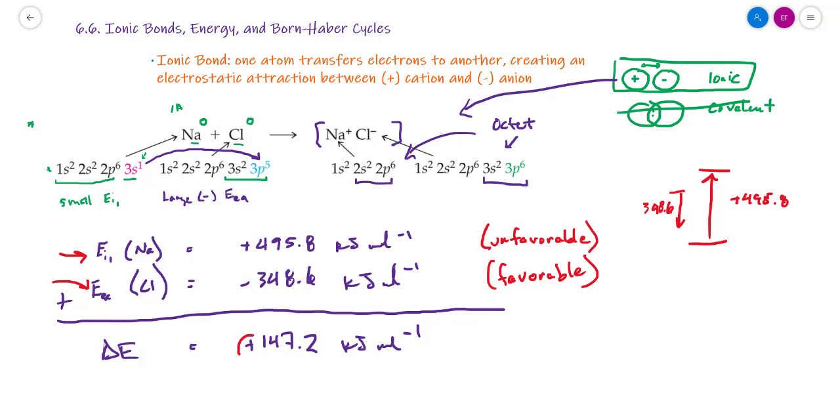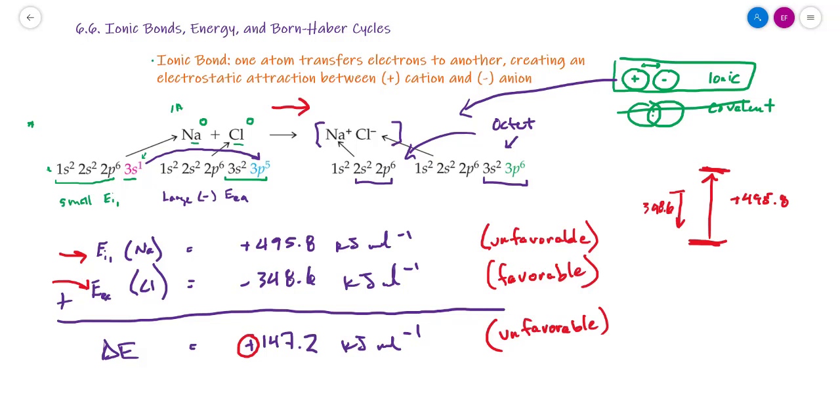Well, this is a positive energy, meaning the difference, based on this sort of scale that I've drawn here, is still positive by 147.2. So this is unfavorable, naturally at least, in that some energy from the universe has to go into this system to get this reaction to proceed. But this doesn't account for all of the energies, right?